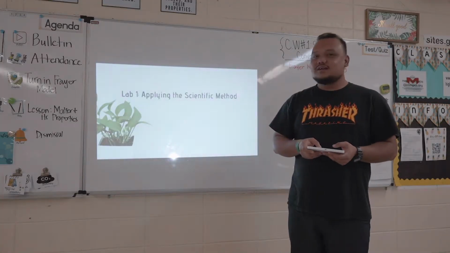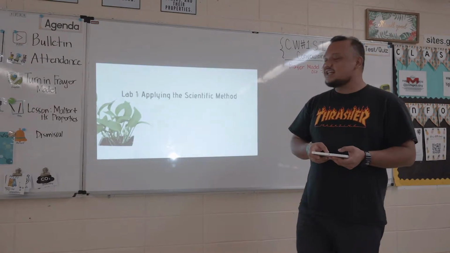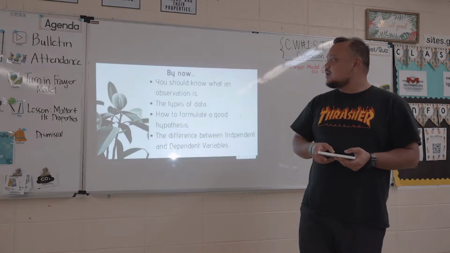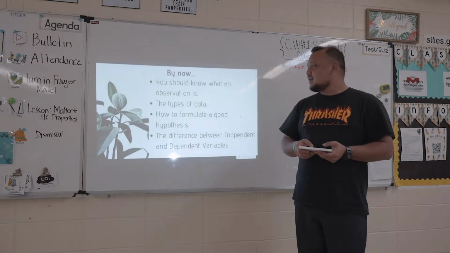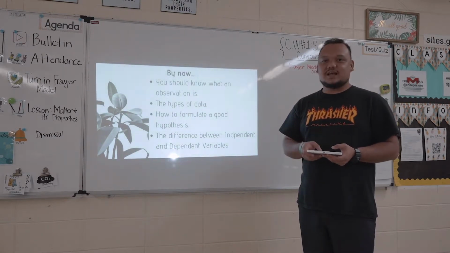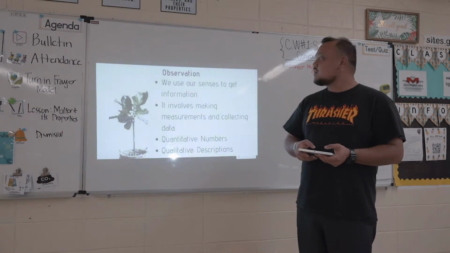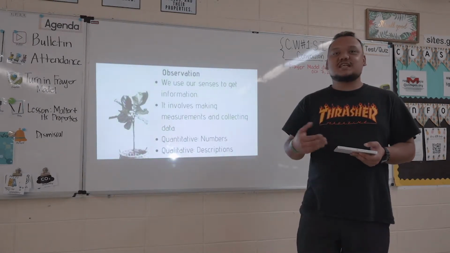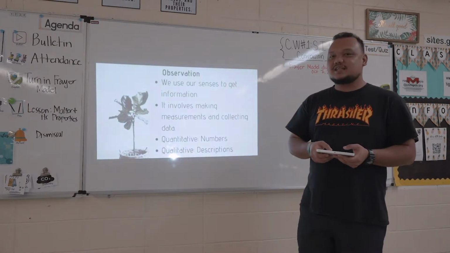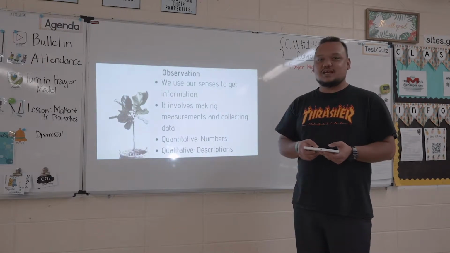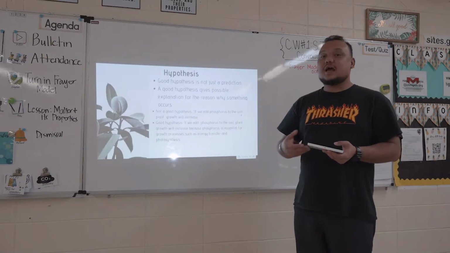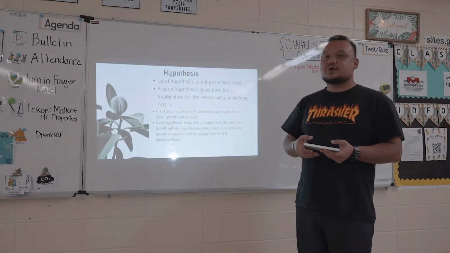Welcome to week 2. You should be done with the scientific method, and in today's lesson you'll be applying the scientific method. So by now you should know what an observation is, the types of data, how to formulate a good hypothesis, and the difference between independent and dependent variables. Just to recap, an observation is when we use our senses to gather information. It involves making measurements and collecting data, and there are two types of data: quantitative, which is numbers, and qualitative, which are descriptions.